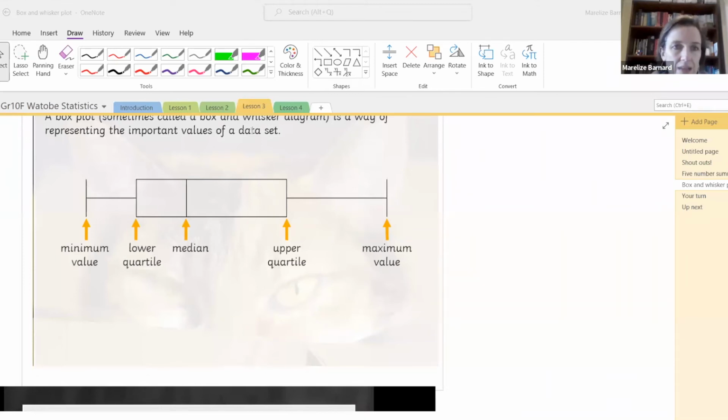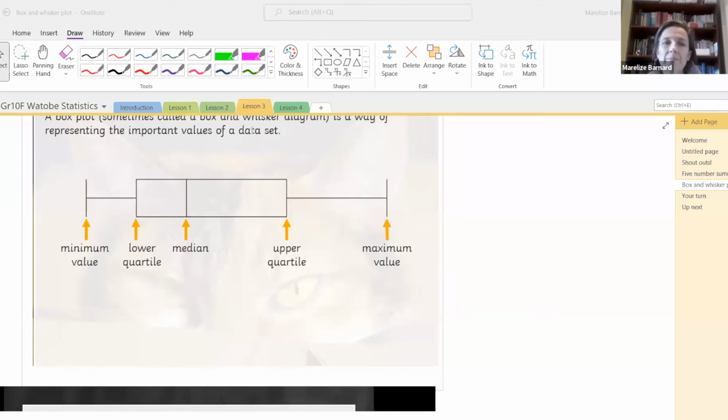Okay, lots of thumbs up. Box and whisker plot. It's looking about 50-50, ma'am. There's a lot of thumbs up, but there's thumbs down as well. Okay, well, the box and whisker plot's not a difficult thing. It's actually quite a fun thing.